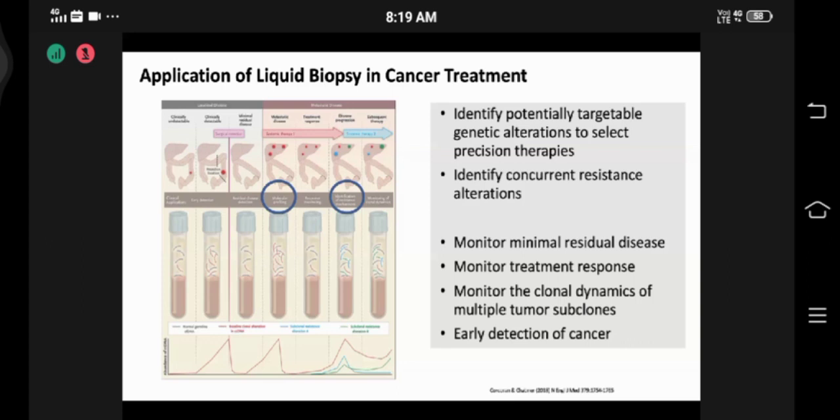Another very important use of liquid biopsy is monitoring treatment response. You started treatment and the variant EGFR level comes down in lung cancer as soon as you started osimertinib, and this is telling you response.